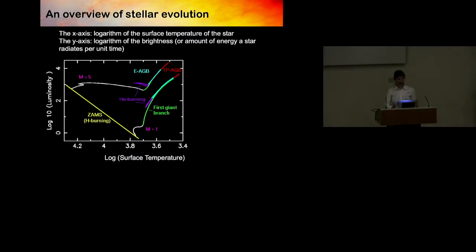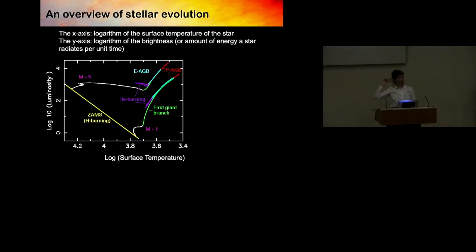Okay, so just a brief overview of stellar evolution. What I'm showing you here is an evolutionary track. It's actually a theoretical Hertzsprung-Russell diagram. So we have surface temperature on the x-axis, where the stars on the right-hand side are cooler, because astronomers are weird. Well, it's a historical artefact, but it's an interesting one. So on the right-hand side, they're cooler. On the left-hand side, they're warmer.